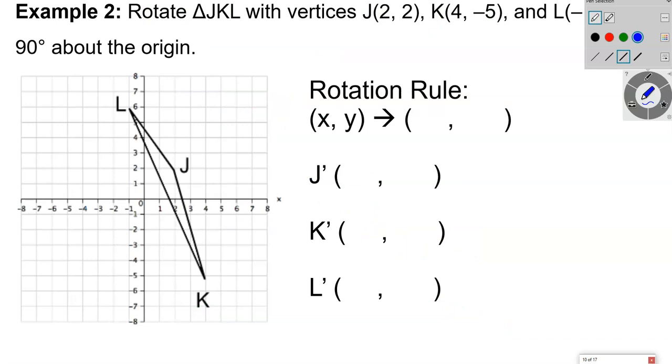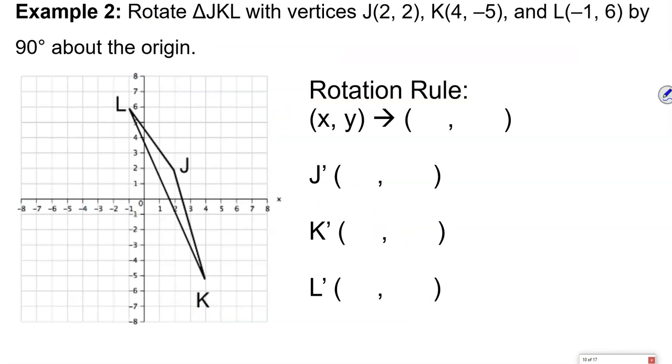All right, now we're going to use these properties. The first one says, rotate triangle JKL with vertices J, K, and L by 90 degrees about the origin. So we're going to write this rule. Remember, if it's 90, it's going to be (y, x), and the y is going to be negative. So the first thing I want to tell y'all to do here is always flip things first, then change the signs. So we got (2, 2). That doesn't really change. I'm going to do (-5, 4), and then I'm going to do (6, -1). Now I'm going to go back and change the signs of that first position number.